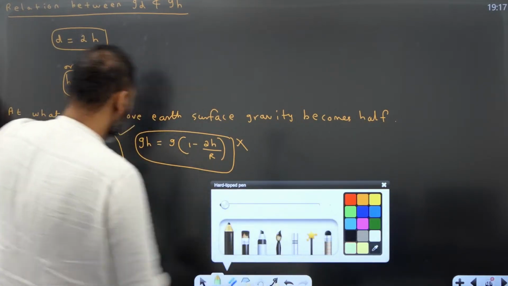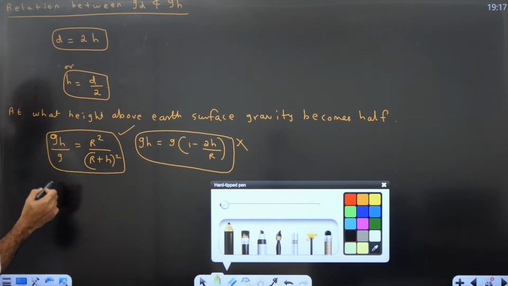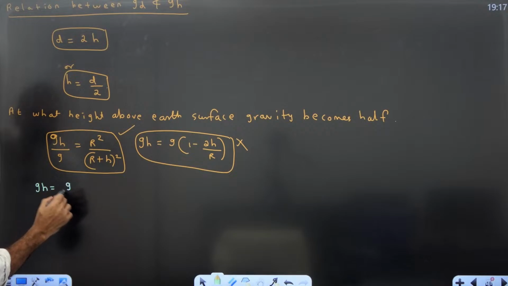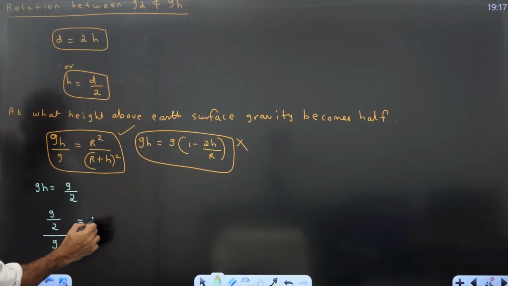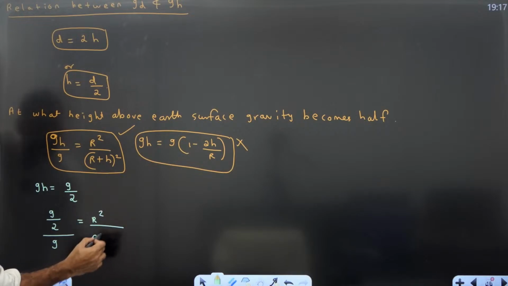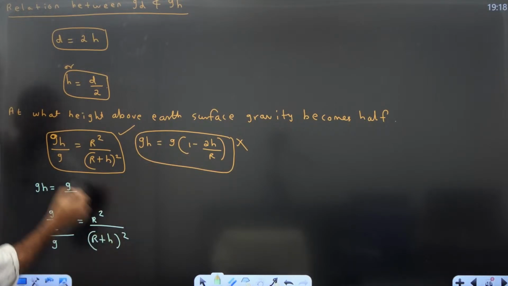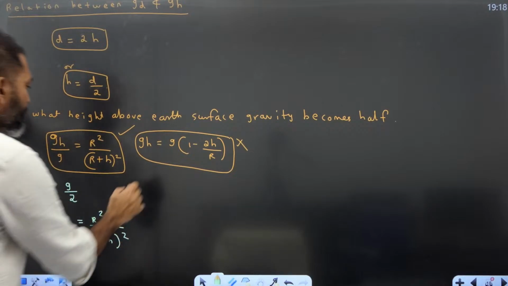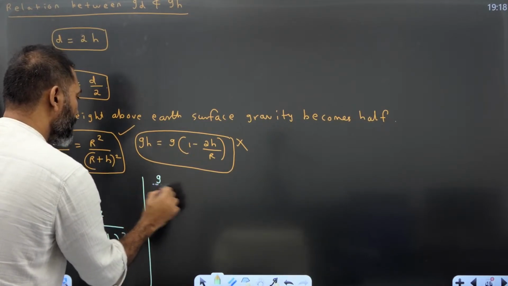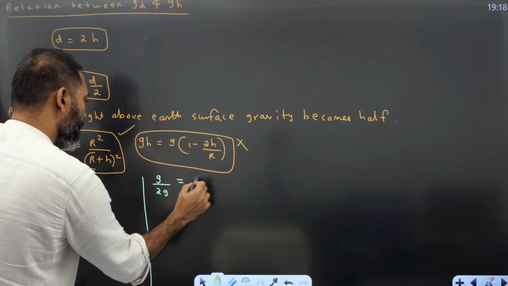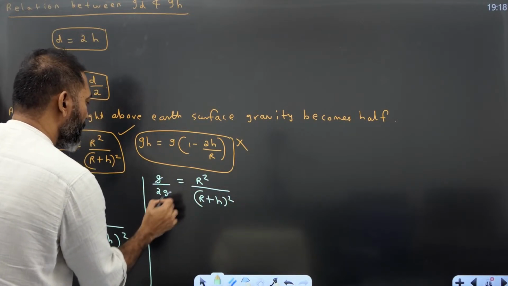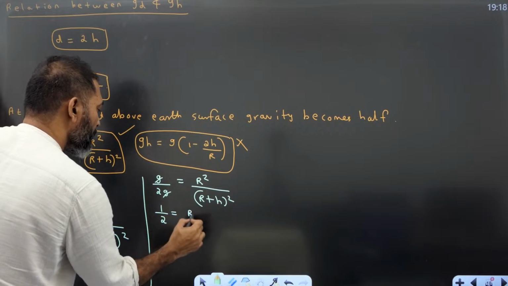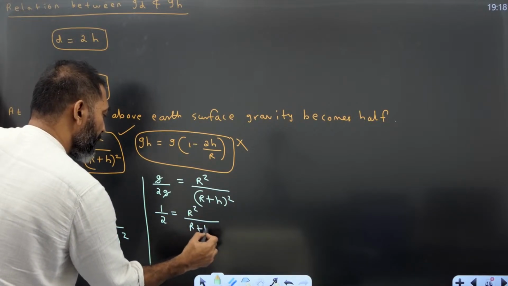So what is this equation? gh by g is equal to, it is given that gravity becomes half. So gh is equal to g by 2. So g by 2 by g is equal to R square by R plus h the whole square. That means g gone. 1 by 2 is equal to R square by R plus h the whole square.